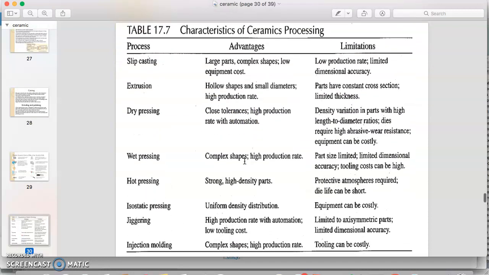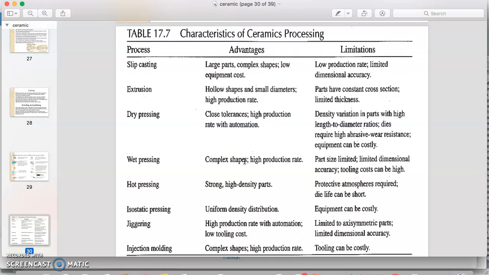Okay, the next slide shows the comparison between each ceramic processing method and the advantages and disadvantages of each process. I hope you read and understand this table.